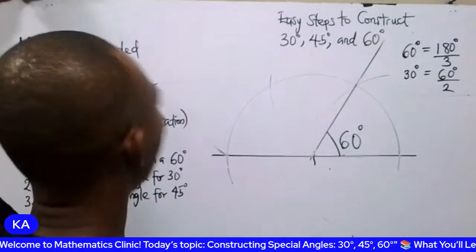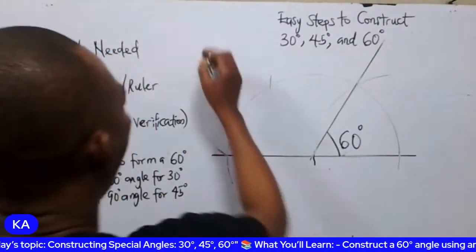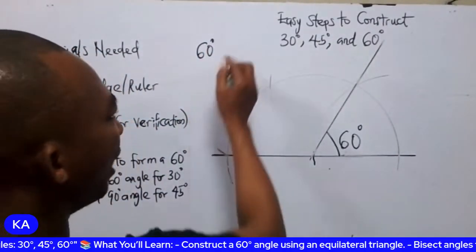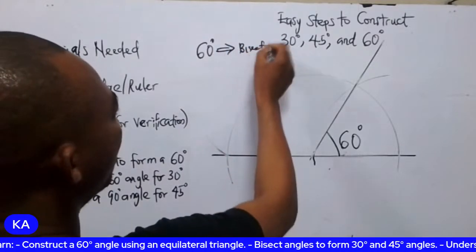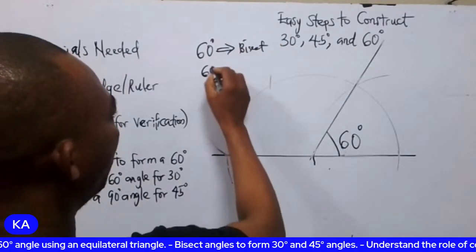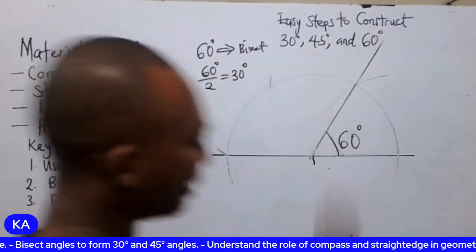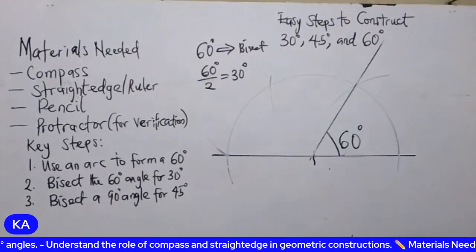Okay, so let's go on that now. So to construct my 30 degrees, I will need to first of all get my 60 degrees. Two instructions: either I bisect the 60 degrees or I divide the 60 degrees into 2 to give me 30 degrees. So let's divide it. How do we divide, or how do we bisect an angle?